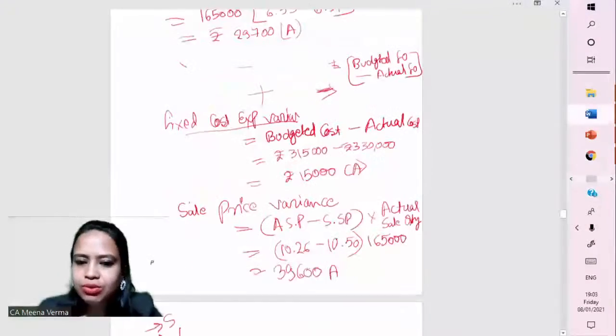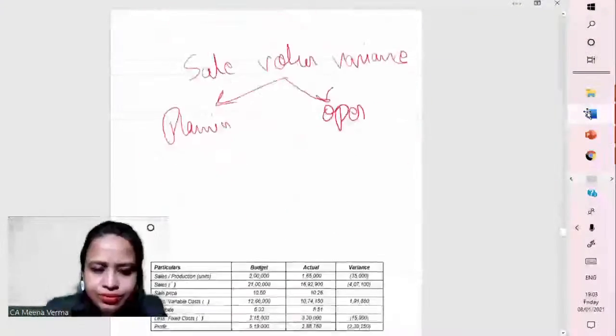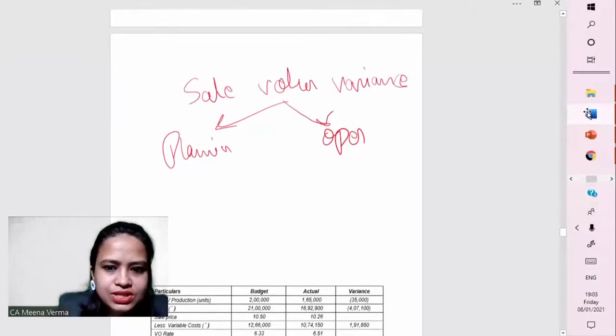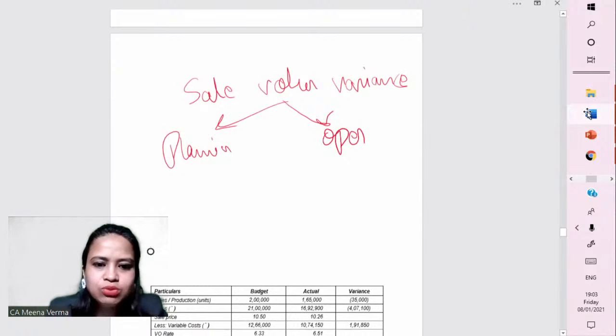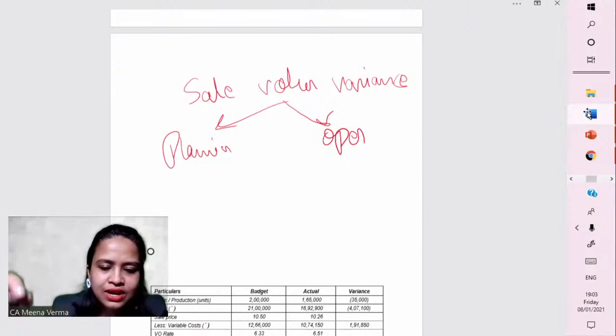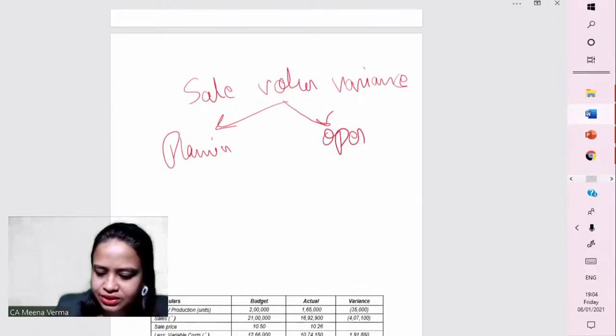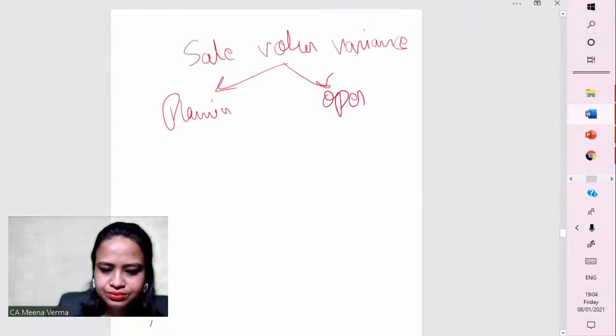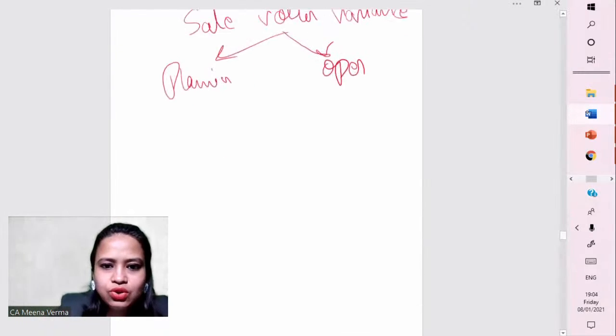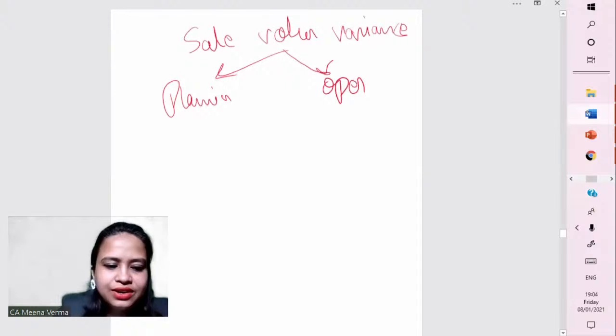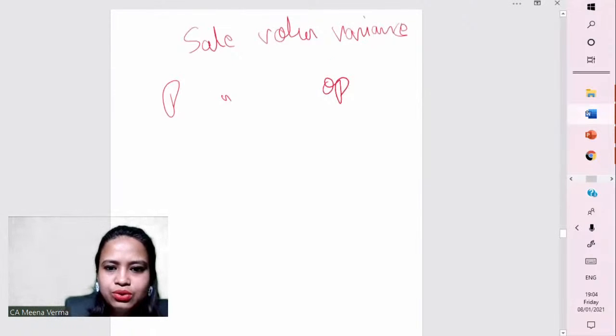Okay, let me write the formula. What is the formula for sales volume planning variance, and what is the sales volume contribution planning variance, sales volume contribution operation variance? What is the formula for them? Okay, so let me write that, and then I want all of you to try to do that on your own.